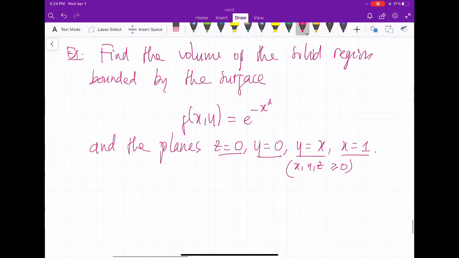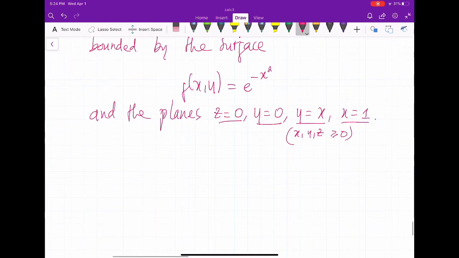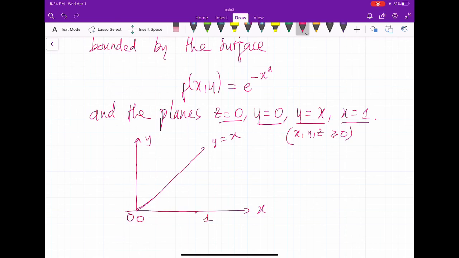So I just go ahead and make the region R, because that is the most important one. X and Y in here. Y equal to X. That is Y equal to X. X goes from 0 to 1, 0 to 1 right here. The region looks like this.